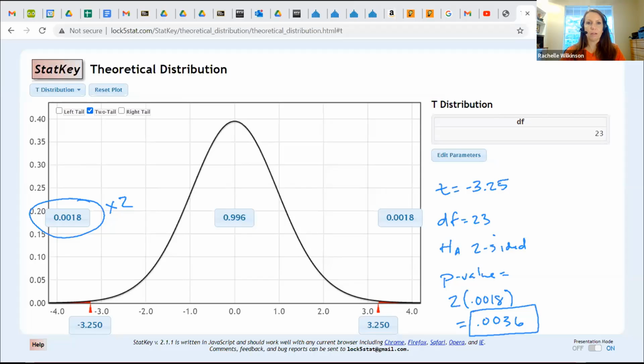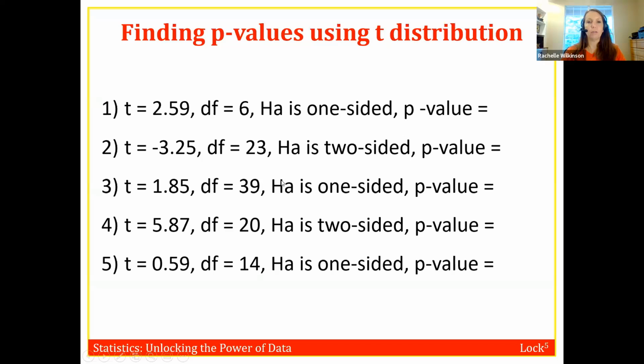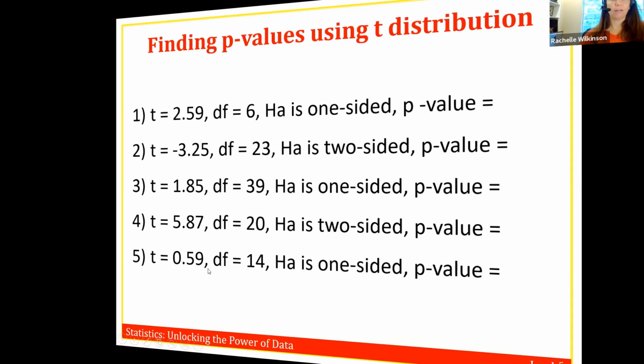Okay, so I'm going to go back to the presentation. We did number 1 and number 2 together. I want you guys to work on 3, 4, 5 and see what you get for those. Just have a little practice finding those p-values.